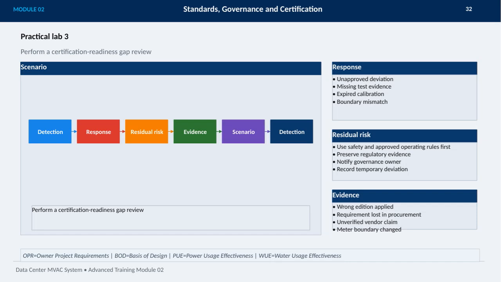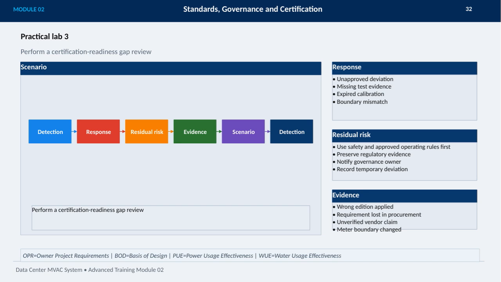In this practical lab, we focus on performing a certification readiness gap review for the data center MVAC system. The process involves working through specific scenarios where we identify detection points, appropriate responses, residual risks, and gather evidence. For example, when we detect an unapproved deviation, missing test evidence, expired calibration, or a boundary mismatch, our response should prioritize safety and approved operating rules, preserving regulatory evidence, notifying the governance owner, and recording any temporary deviations.